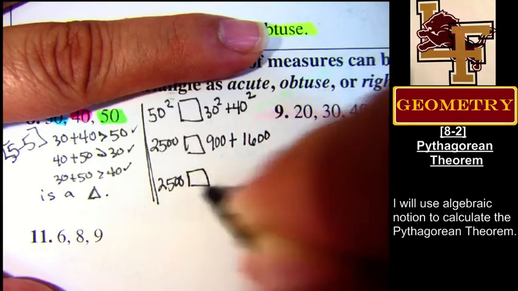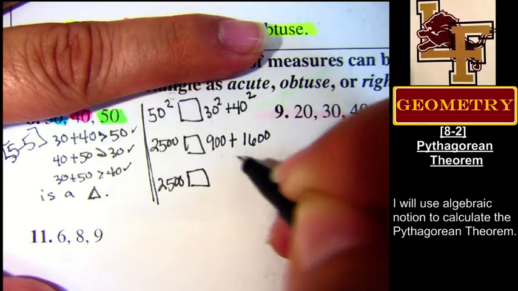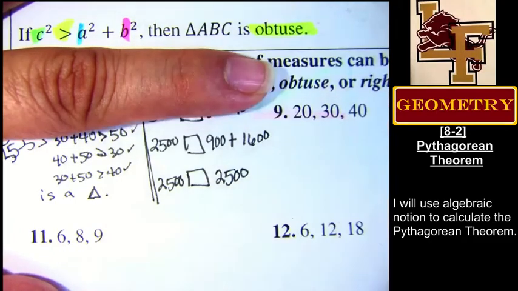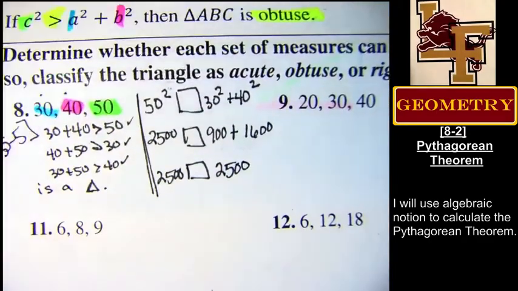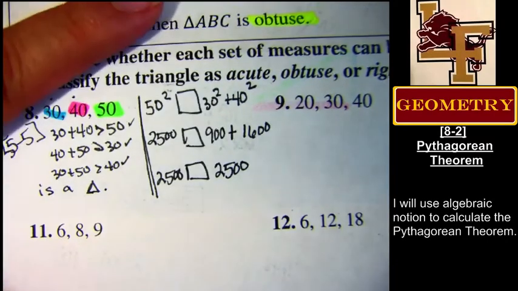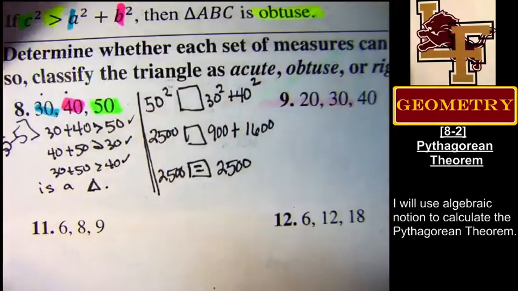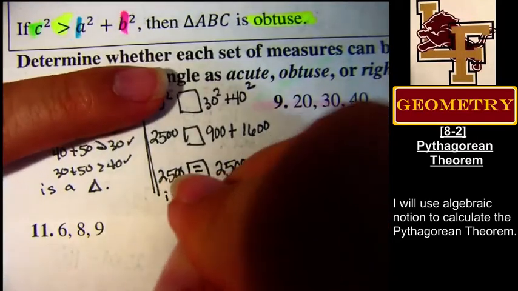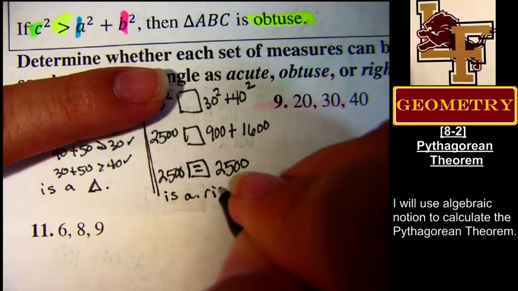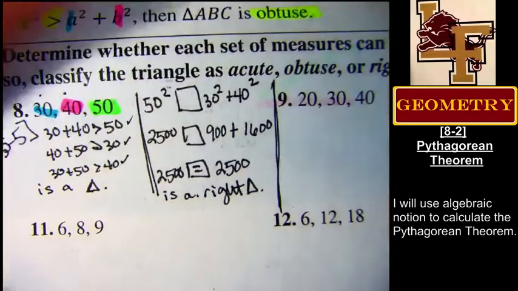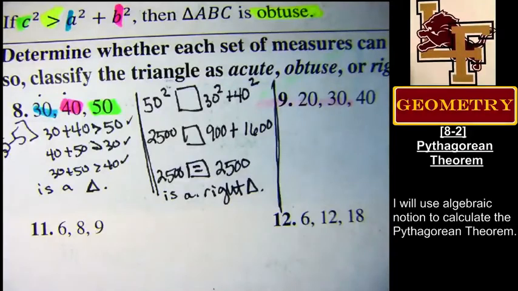All right, and someone to add 900 and 1,600. Are they equal? Yes. So c squared was equal to all of this, which means this is a right triangle, and that's how this section gets done. Bless you.